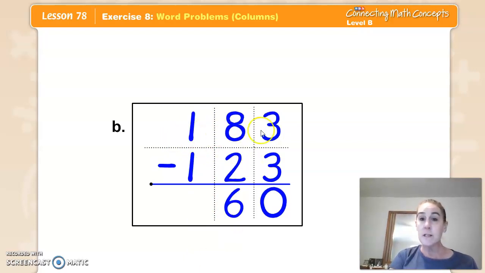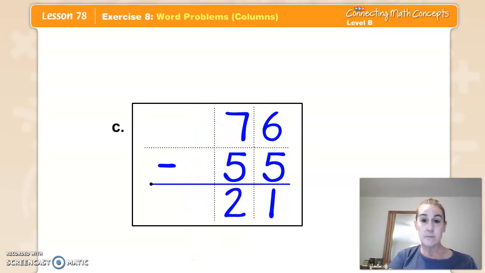Again, even when it's a minus problem, very carefully we're lining up the ones, the tens, and the hundreds. Okay, so these are just some examples of when I'm reading these word problems to you, this is what it should look like on your worksheet when you're writing.